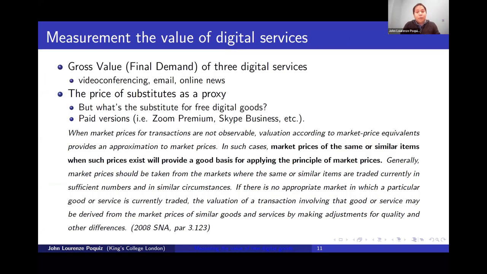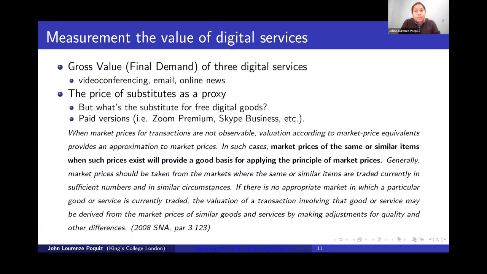As I mentioned earlier, we're trying to measure the gross value of three forms of free digital services. This is video conferencing, email, and online news. And I think I mentioned earlier that we're focusing on the demand side of the national account. So the way we're interpreting our estimate later on would be the final demand for these goods and services, which should fit into household consumption or final consumption expenditure.